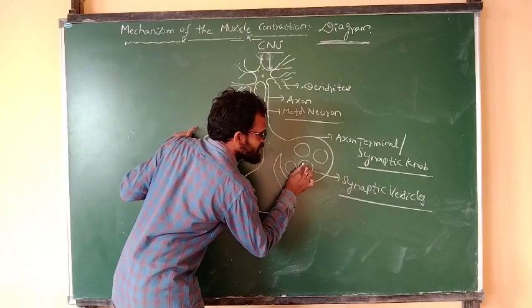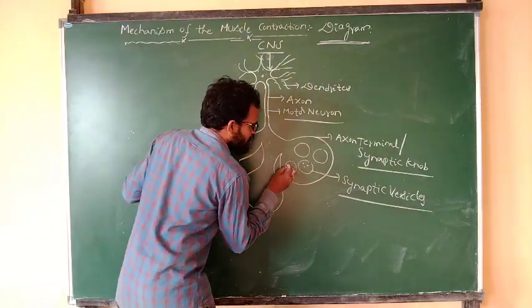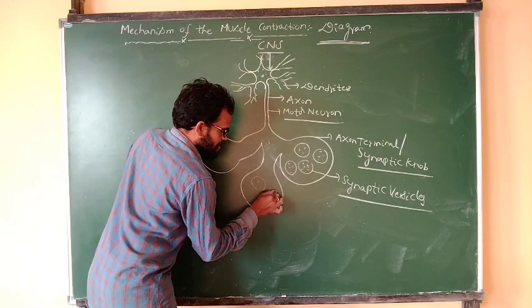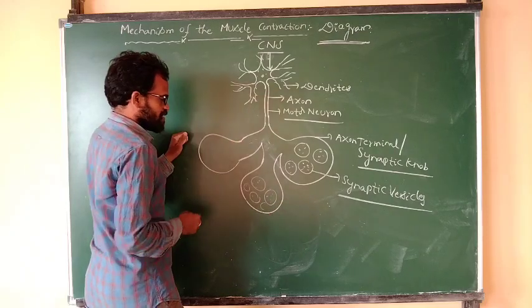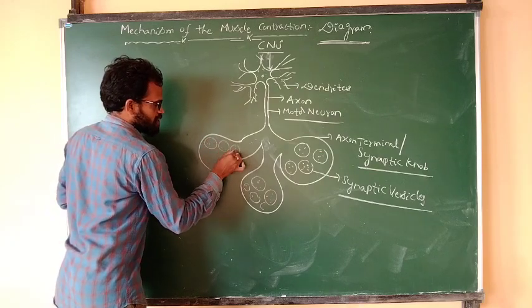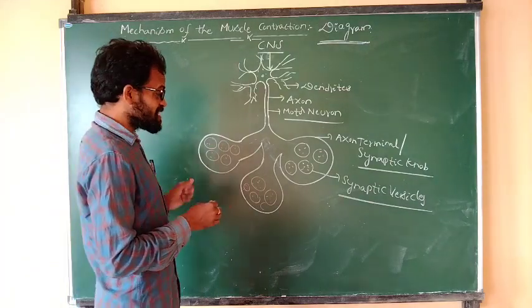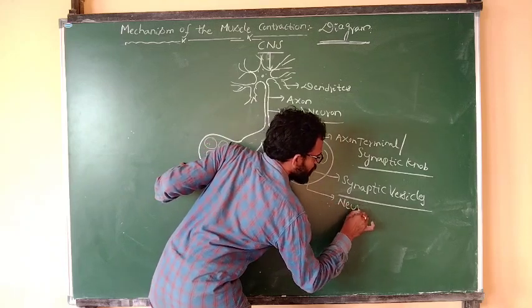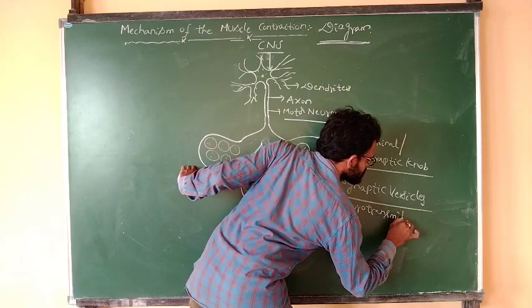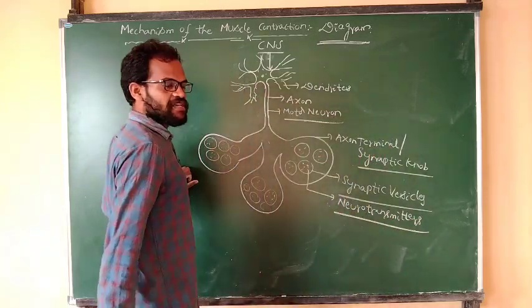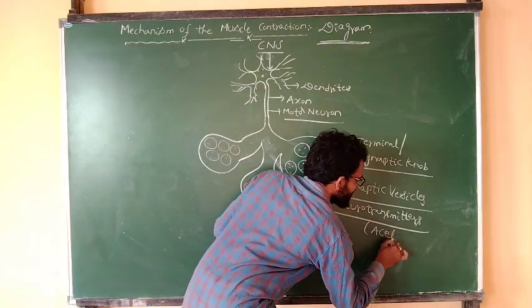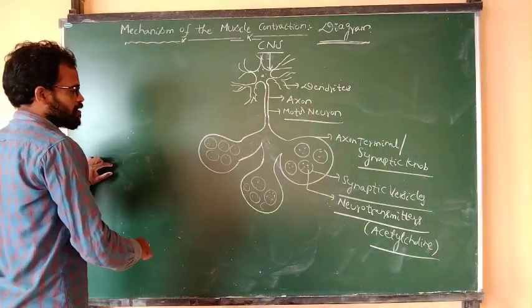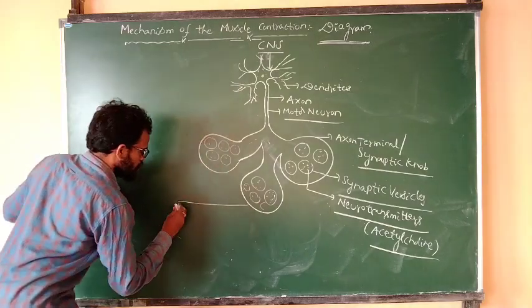These synaptic vesicles are filled with neurotransmitters. These neurotransmitters are nothing but acetylcholine.